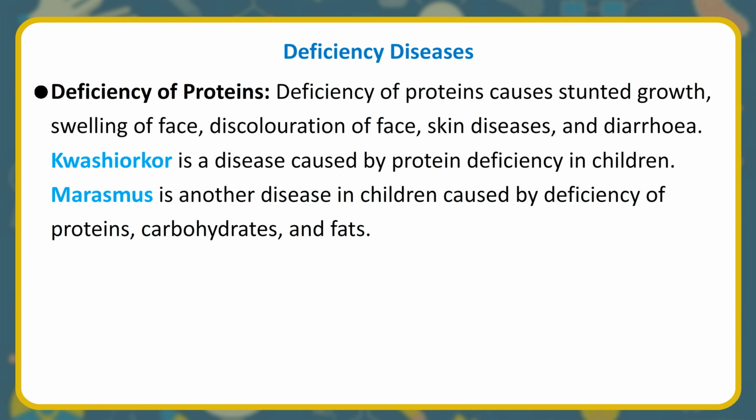Deficiency of proteins. Deficiency of proteins causes stunted growth, swelling of face, discoloration of face, skin diseases, and diarrhea. Kwashiorkor is a disease caused by protein deficiency in children. Marasmus is another disease in children caused by deficiency of proteins, carbohydrates, and fats.